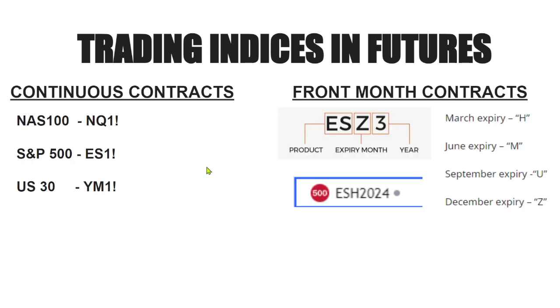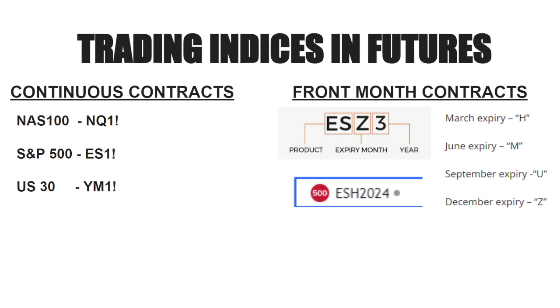Now, break it down even further. You have two types of contracts while trading in futures. You have your continuous contract, and then you have your actual front month contract, which has an expiration date. You can use these two in different ways, and I can get into that, but that's out of the scope of this lecture. If we look at the continuous contracts, they are represented as NQ1 exclamation point, okay? S&P is going to be ES1 exclamation point and so on, YM1 exclamation point.